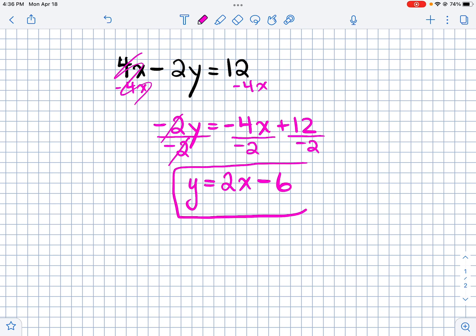So this is my equation in slope-intercept form. I know that my equation has a slope of 2 and a y-intercept of negative 6. So that's how I could rearrange an equation. And it's definitely helpful to be able to rearrange stuff because knowing the slope and y-intercept is important.